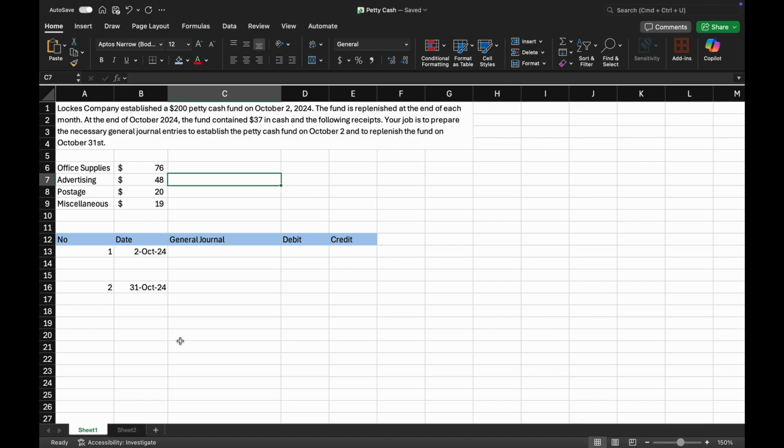Now, I would set up your journal like how I have mine set up. You have your journal entry number, you have the date, the general journal, the debit, and then the credit. For this problem, there's two parts and therefore two journal entries.